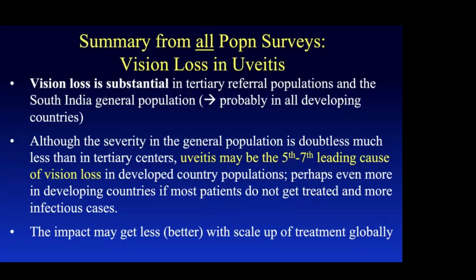If we look at all of the population surveys available, at least at the time I did this review a few years back, vision loss is substantial in tertiary referral populations and in the South India general population from both this study and the Andhra Pradesh study, maybe because there's more toxo and tuberculosis than in other places, but it's still important. And although the severity in the general population is doubtless much less, uveitis may be the fifth to seventh leading cause of visual loss in developed country populations, and possibly more in developing countries where people may not be treated and there are more infectious cases. And so the impact might be getting less with scale up of treatment globally, which we should all be involved in doing.